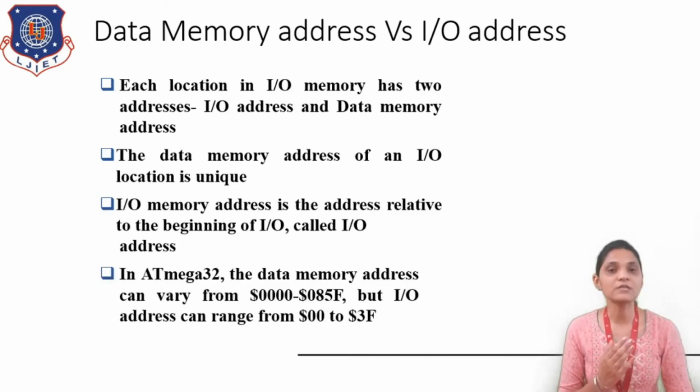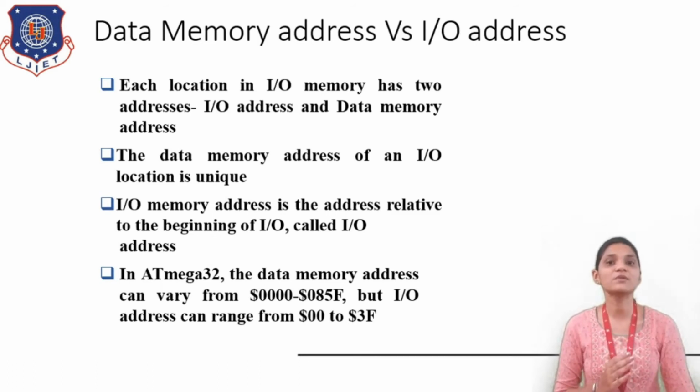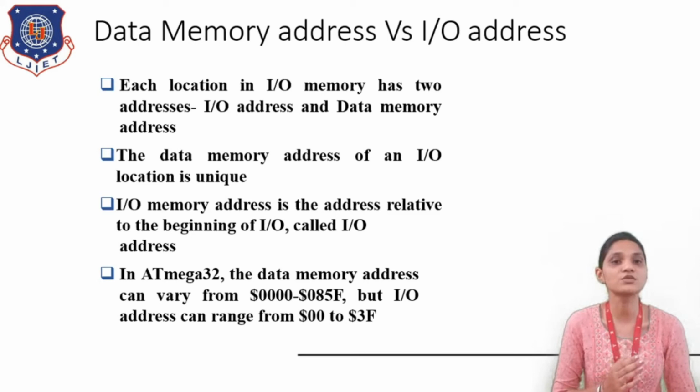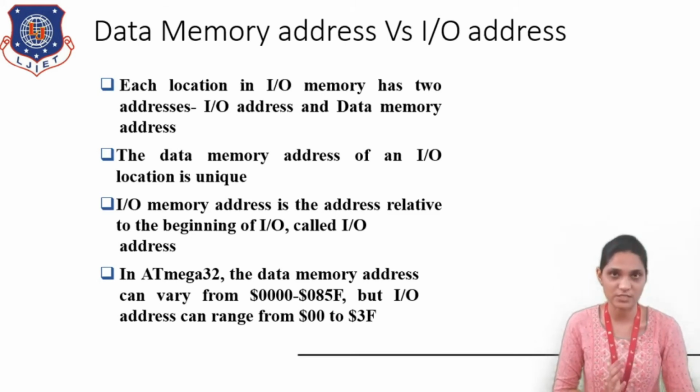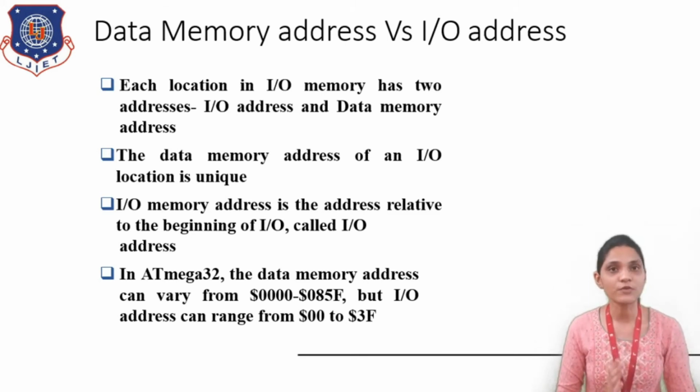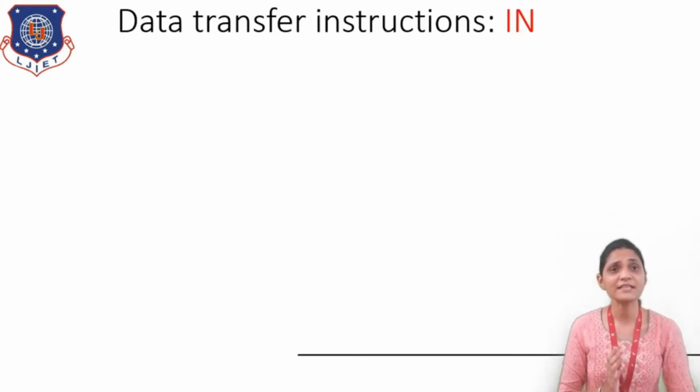And in ATmega32 the data memory address can be varied from 000 location to 085F location, but the IO addresses can be fixed and that are from 00 to 3F location. Okay, so this is the fixed thing for the IO address and the memory address. Next we will see the IN instruction.